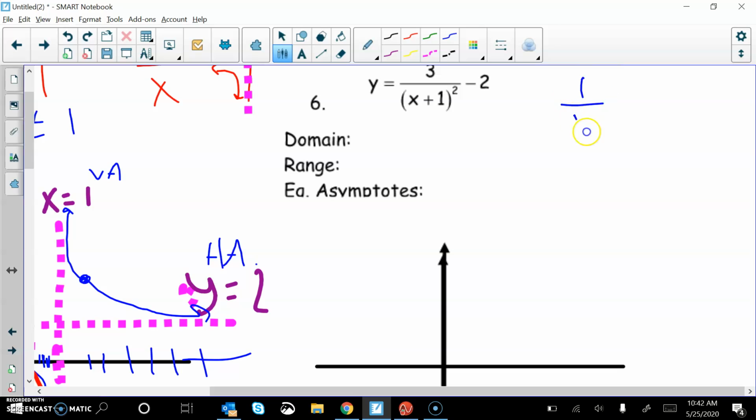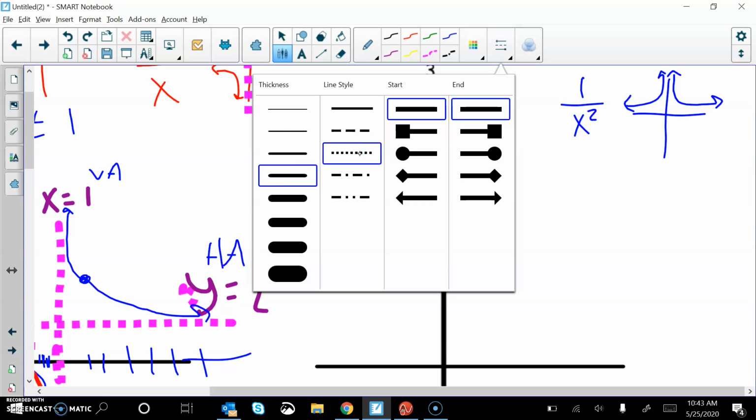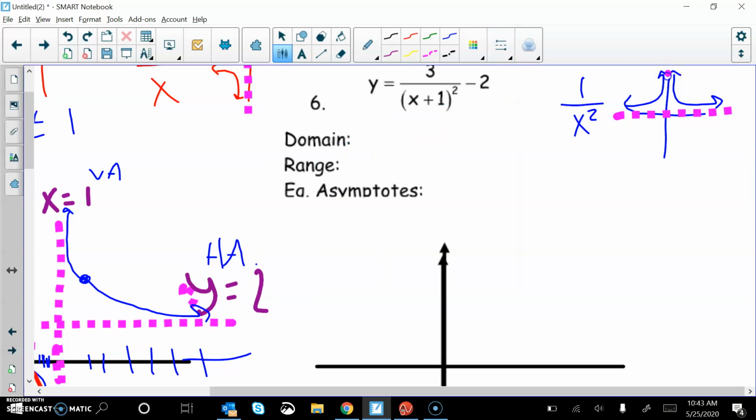So the parent function of number 6 is 1 over x squared. And if you recall the graph of that, everything is positive because we're squaring whatever x value you plug in. The asymptotes were still y equal to 0, x equal to 0.